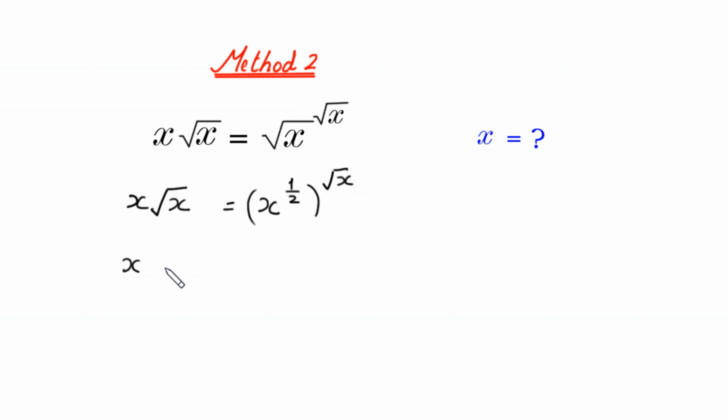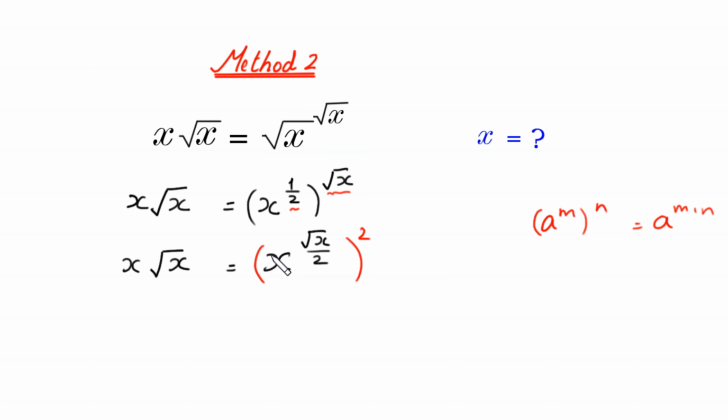Next, x times square root of x is equal to, according to this property of exponents, a to the power m whole to the power n is equal to a to the power m times n. We multiply this power 1 over 2 by this power square root of x. So this expression becomes x to the power 1 over 2 times the square root of x, that is, square root of x over 2. Now from here we take the square of both sides of this equation.